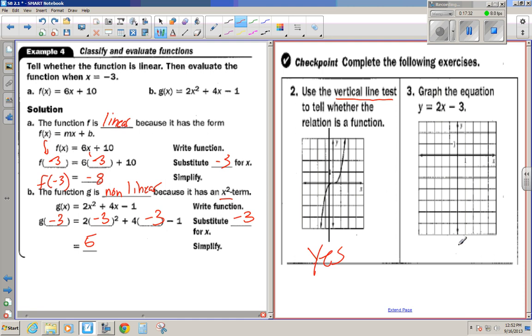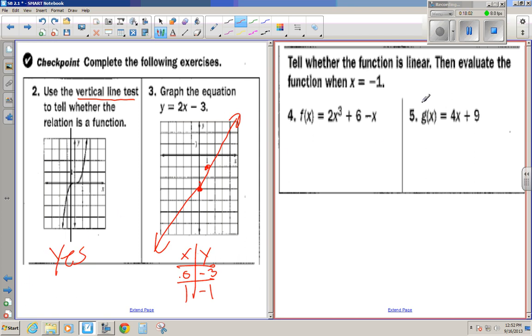Graph this. All right, we need a table. 0, 1. Put 0 in for x. Well, if you put 0 in for x, your answer is -3. If you put 1 in there, it becomes -1. So 0, -3, 1, -1. You've got 2 points. You can draw a straight line.